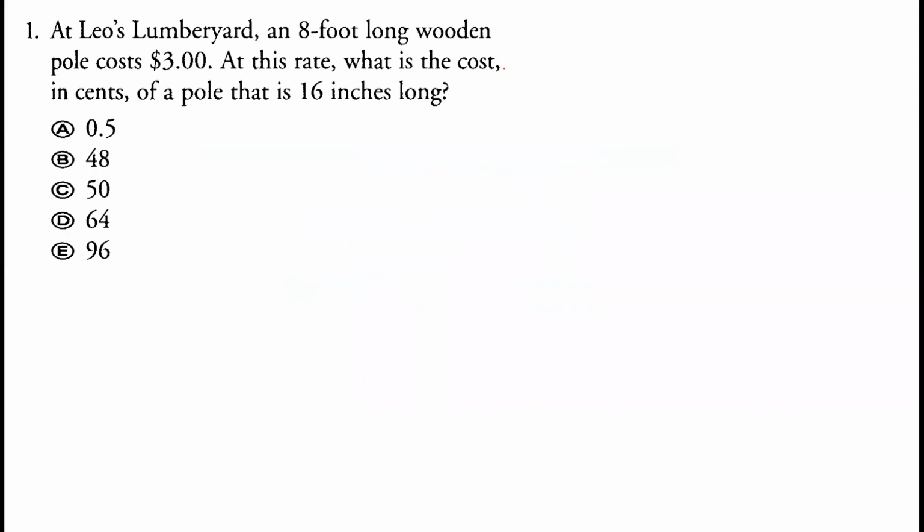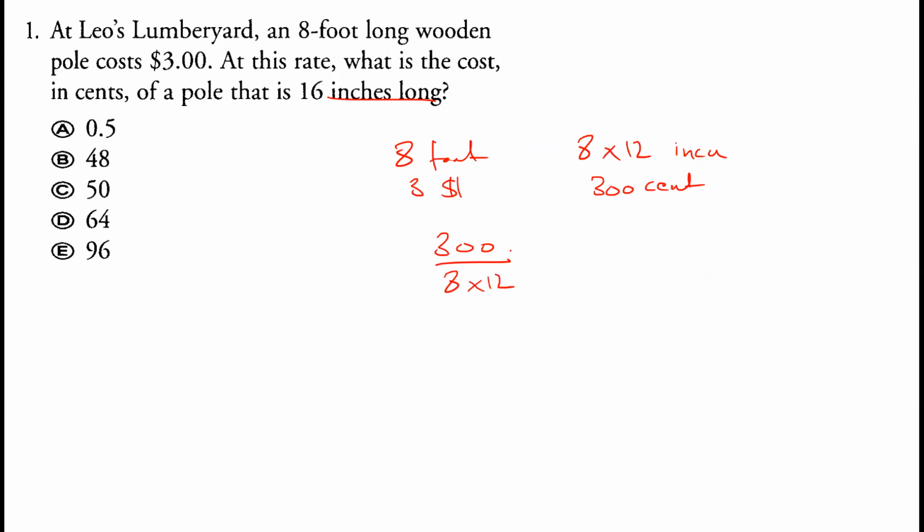For our first question, at Leo's lumberyard, an 8-foot long wooden pole costs $3. At this rate, what is the cost in cents of a pole that is 16 inches long? So 8 feet is 8 times 12 inches, and $3 equals 300 cents. So each inch would be 300 cents divided by 8 times 12. And we need to find the cost for a 16-inch long pole.